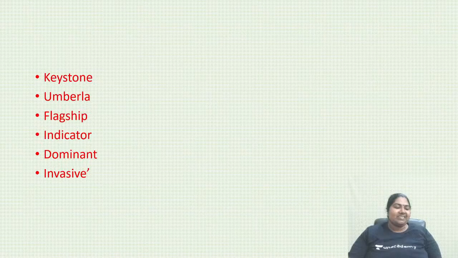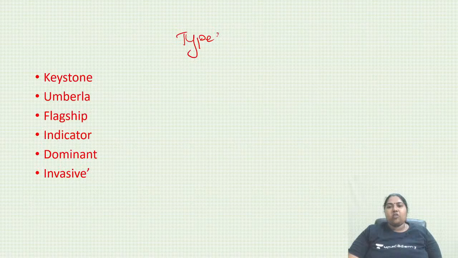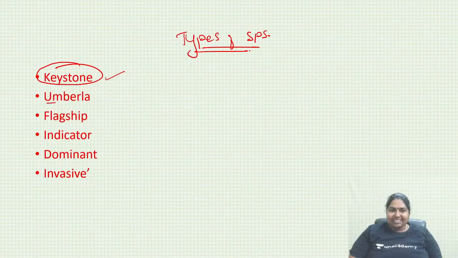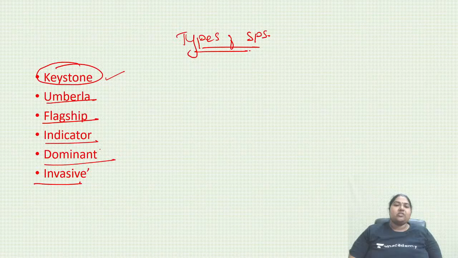So you have a variety of types of species. Amongst them, the most common ones are the keystone species, umbrella species, flagship, indicator, dominant and invasive. So these are the topics that we are going to see today in the different types of species.